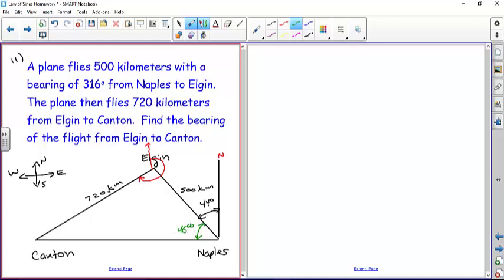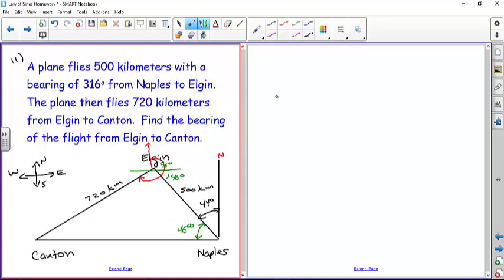Now if I can find this angle here, and also I know if I draw a horizontal line that this angle is 46 degrees because you've got two parallel lines with a transversal. So this is 46, this is 90, and then if I add this angle, these three angles together, that'll give me the bearing for the flight from Elgin to Canton. So you kind of have to work this out based on doing a triangle.